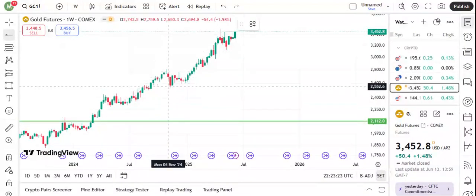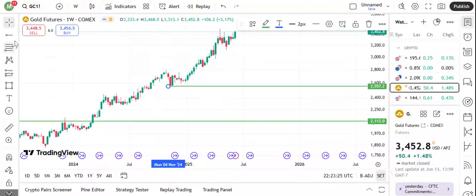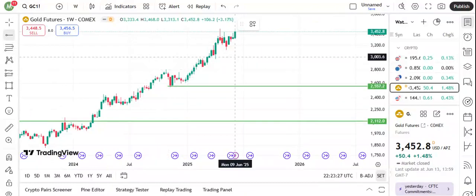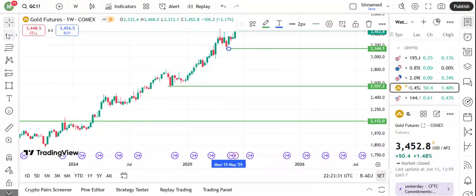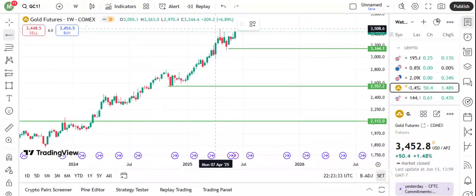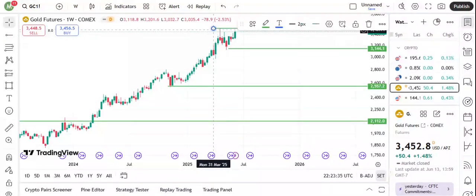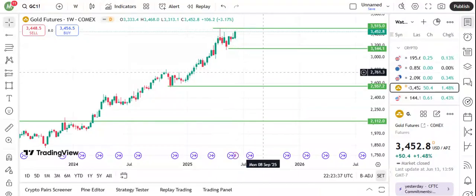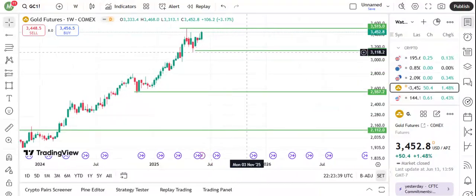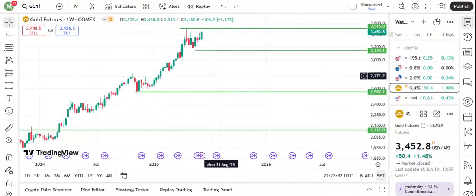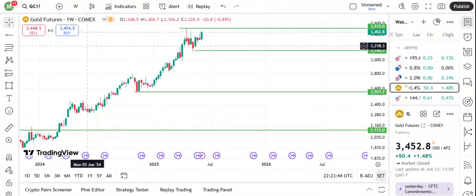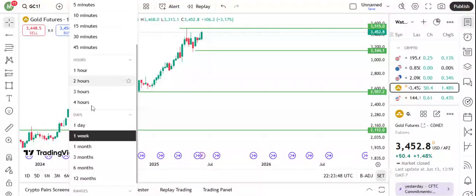I have this here. I have another support around this one. Yeah. And I have another resistance around this one. So these are the key areas on gold. You understand? These are the key areas. Overall trend is bullish. Overall trend is bullish. We should be looking to buy gold. Don't try to sell. So we have marked on the weekly.